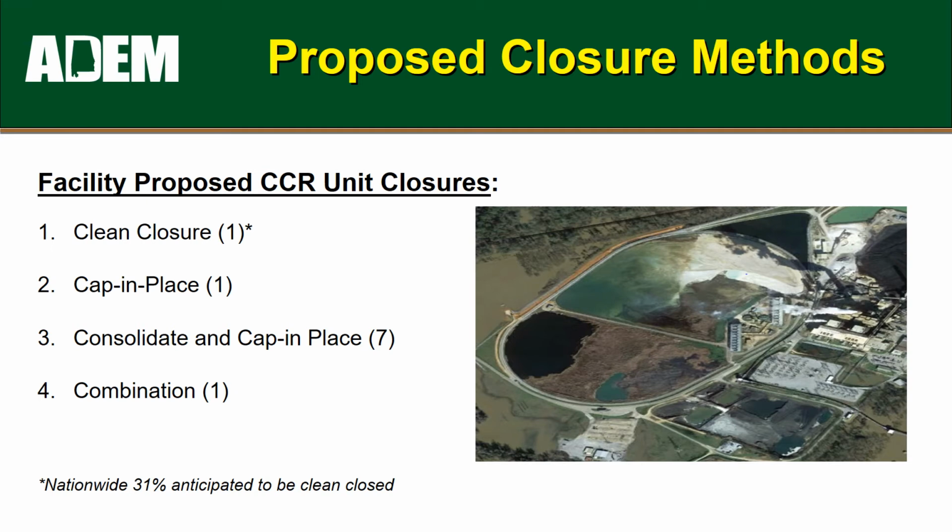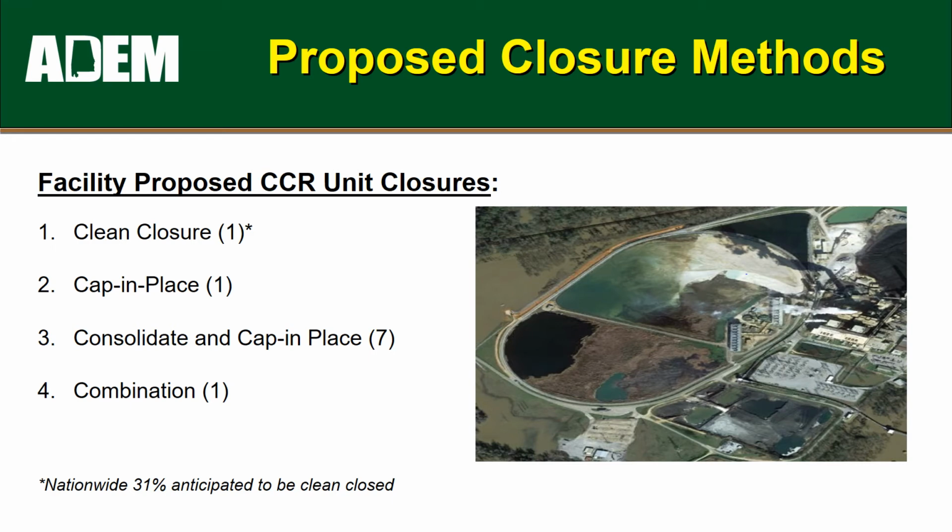2, a cap in place of 1 CCR unit, a 90-acre surface impoundment that was capped as a 90-acre landfill with no consolidation. 3, consolidate and cap in place of 7 CCR units, the largest a 600-acre surface impoundment, into a 350-acre landfill, and increasing the buffer to 300 feet. 4, combination of all the above.